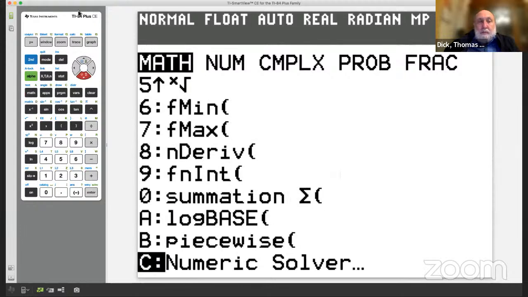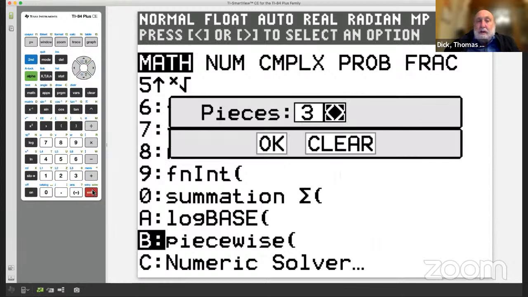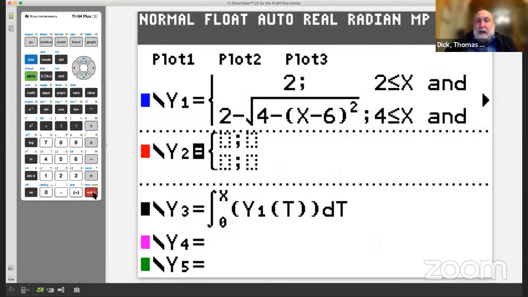Quite a ways. Oh, overshot. There it is, piecewise. That's exactly the thing we want. And it asks, well, how many pieces do we want? I'm going to just do the first two as an illustration. So I'm going to say 2 pieces. And then we'll say, OK. And it gives me a little template that I can enter those first 2 pieces.